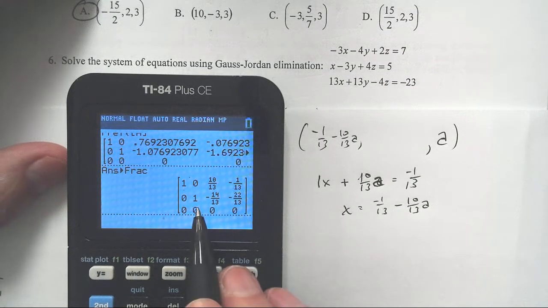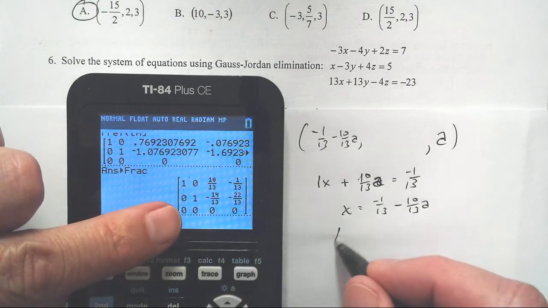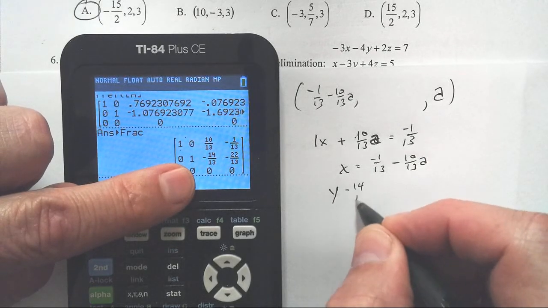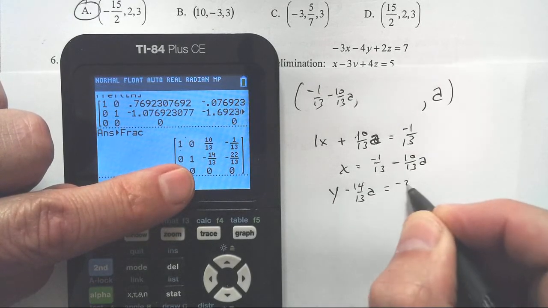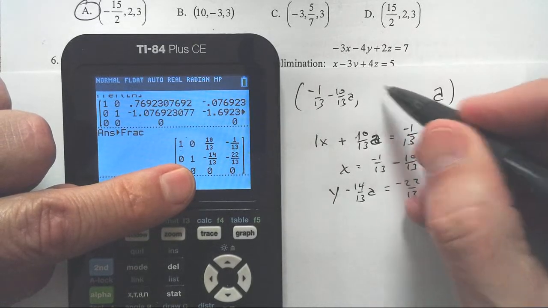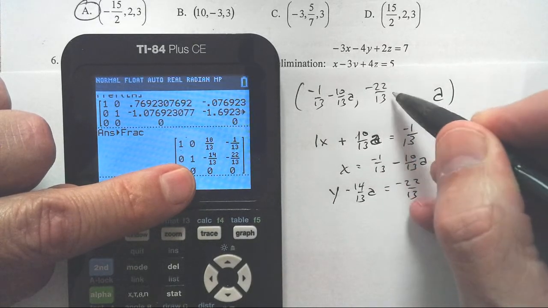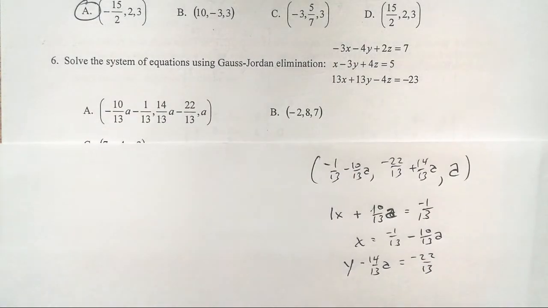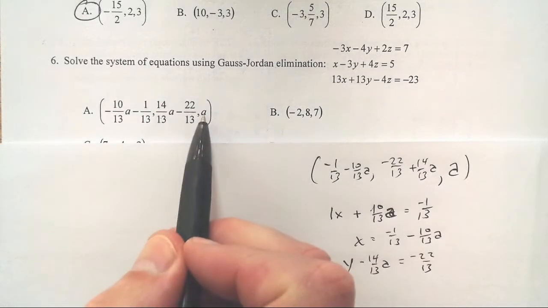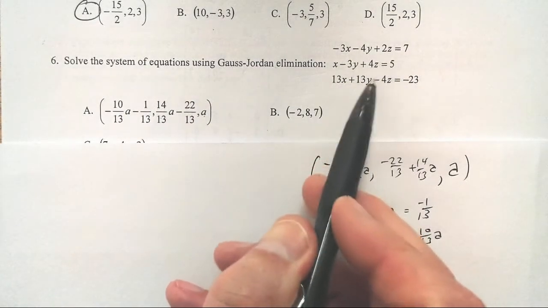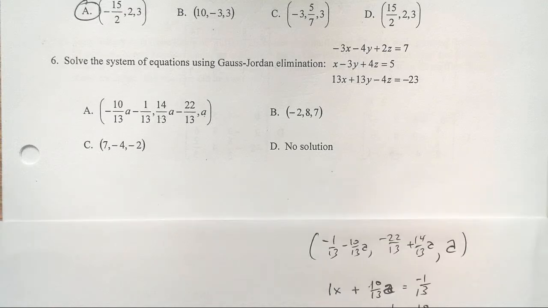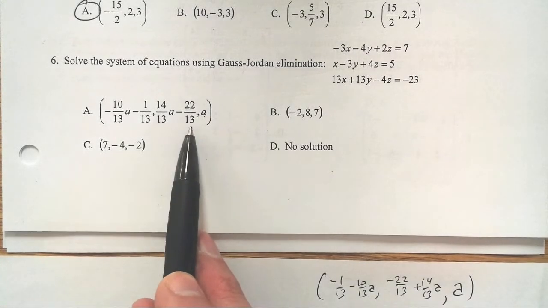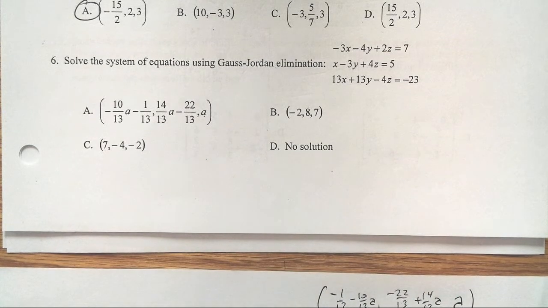And then the y equation, this would be 0x's, 1y minus 14/13 z, or a as the case may be, equals negative 22/13. So we get y equals negative 22/13 plus 14/13 a. And that is what I refer to as a point generator. If we put in a value for a, we get a point that is on the intersection of those planes. And that is page 1. The beginning of page 2 has another problem like this. We'll have a little bit more work to do on it, but that concludes page 1.